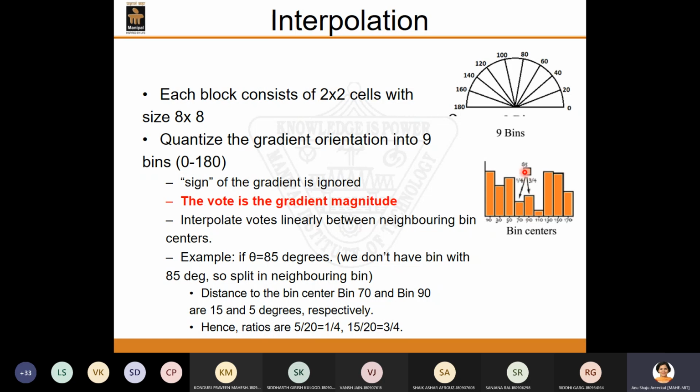So that means more weightage is given to the bin with the bin center 90, and less weightage is given to the bin with the bin center 70. So I have this particular value, a 3 by 4 is added over here and a 1 by 4 is added over this particular bin. I am basically distributing this orientation value according to how far it is from the bin centers. Okay, so like that.